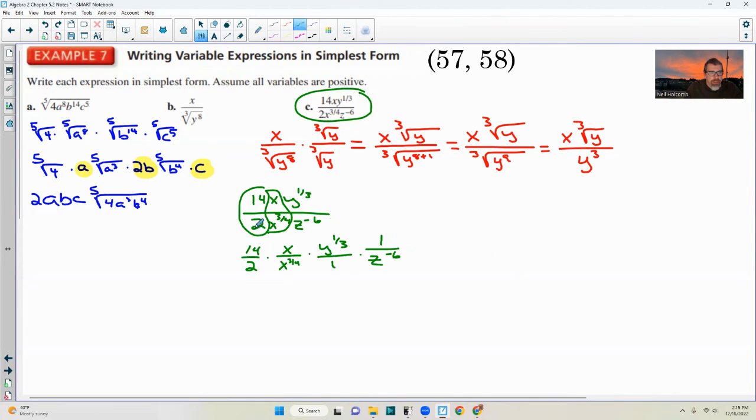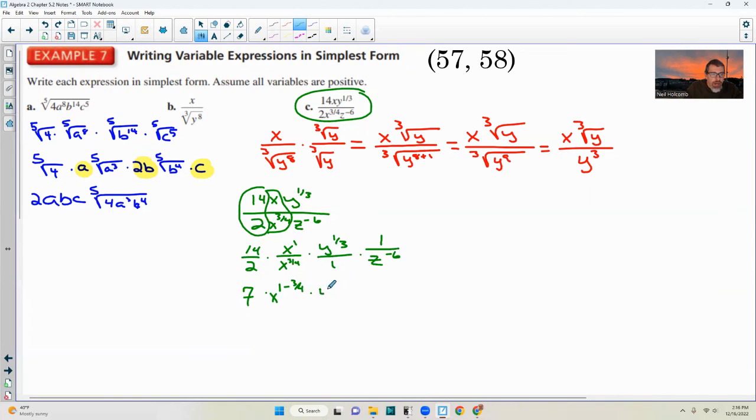So this is the same fraction expanded out. Wrote that too quickly, just leave it. So this broken up into like term fractions is this. Now I can focus on one at a time. 14 divided by 2 is 7. And remember, the rule for division is subtracting exponents. So this will be times x to the 1 minus 3/4.